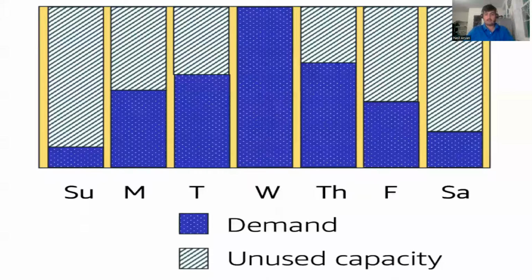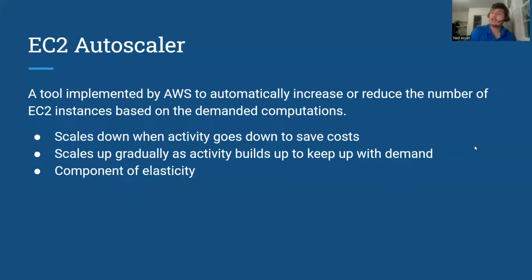So here we have a photo of demand and unused capacity over a week. We're going to be coming back to this, but I'm just going to give you an idea. As you can see, the demand is peaking on Wednesday, and there's a good amount of unused capacity on Sunday, Friday, and Saturday. So we actually use the autoscaler as a tool that's given to us by AWS to automatically increase or reduce the number of EC2 instances based on demand.